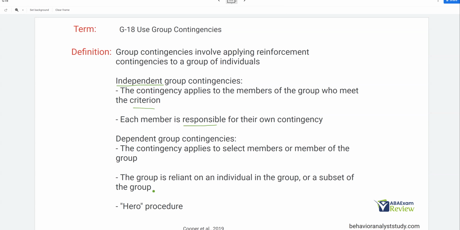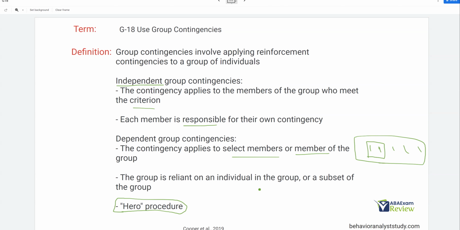If you look at a dependent group contingency, also called a hero procedure, this applies to a select member or certain members of the group. So if you have 5 members of your group, and we would say these 2 members must meet the criterion, so the whole group gets reinforcement. That's the dependent group contingency. It can be reliant on one person, 2 people, a sample of the group. The idea is the whole group is reliant on a subset or sample of that group. That's why it's called the hero procedure.